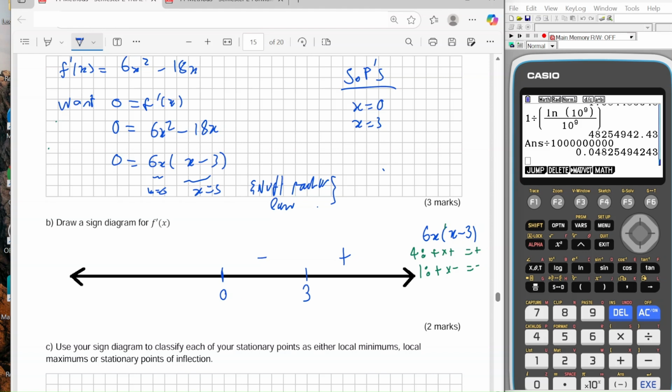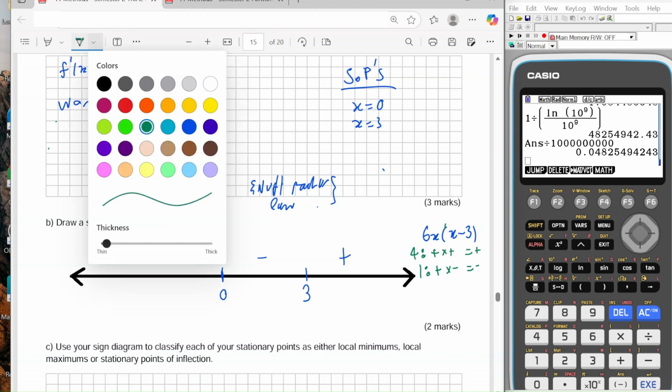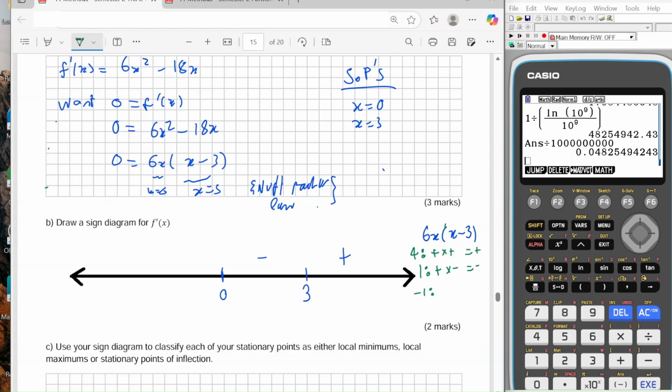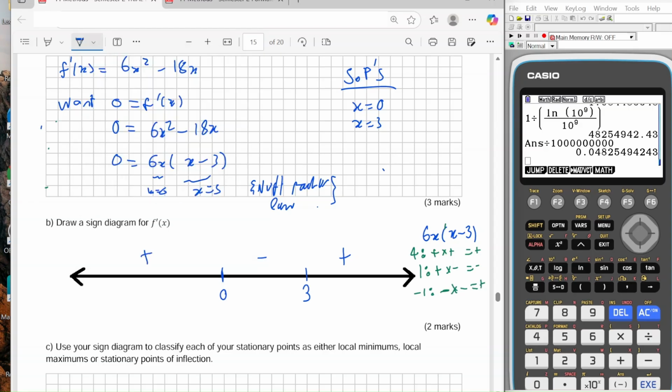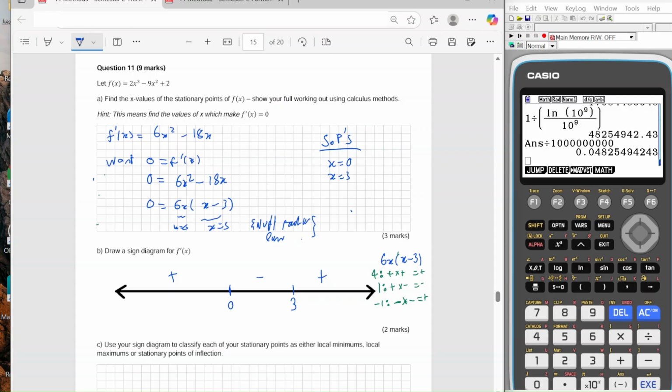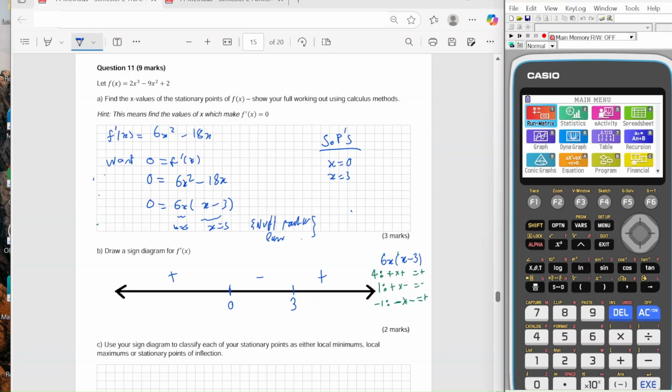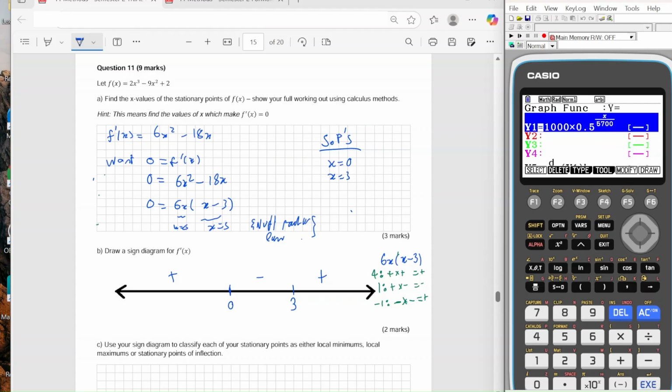And you want to pick a number less than 0, so maybe like minus 1. 6 times minus 1 is negative. Minus 1 take 3 is negative, so you get a positive. So that's absolutely how you do it algebraically. And it's important to know that because it can come up. Sometimes you don't have a picture of the graph. Especially year 12 exams love to ask that.